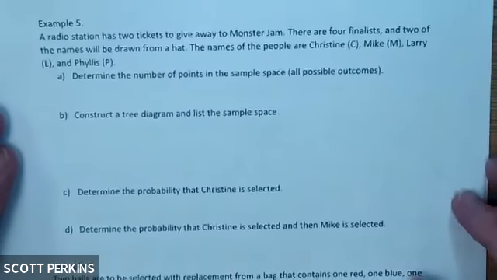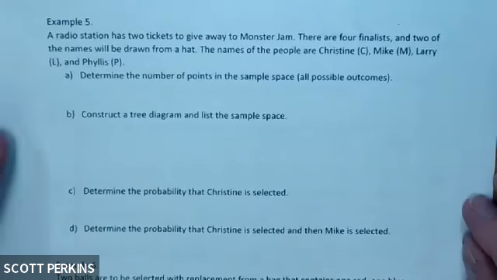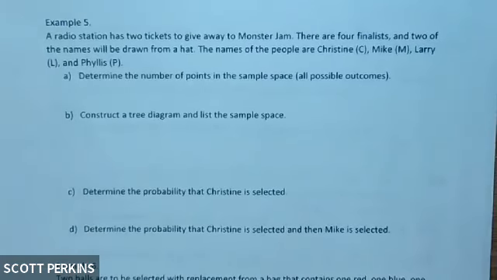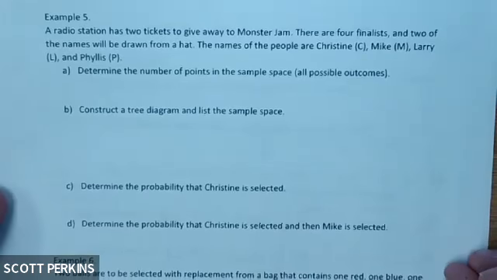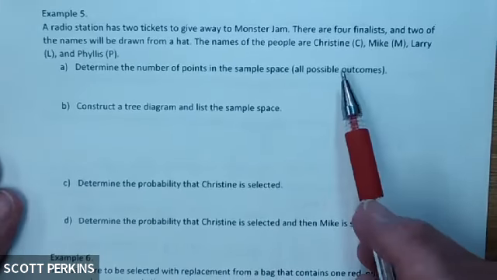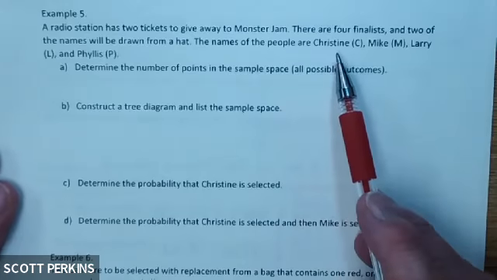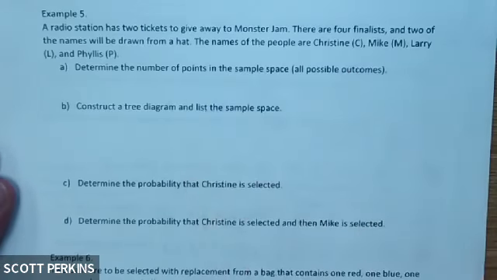We're going to continue. So here's example 5. I'm going to work example 5, and then your example 6 is going to be very similar to this. So example 5, it says, a radio station has 2 tickets to give away for Monster Jam. And why wouldn't you want to go to Monster Jam? There are 4 finalists for these tickets. Okay, so these are just names of some friends of mine. So if you get to be a friend of mine, you get to be an example. So the names of the finalists are Christine and Mike and Larry and Phyllis.